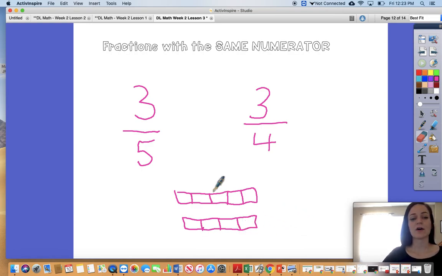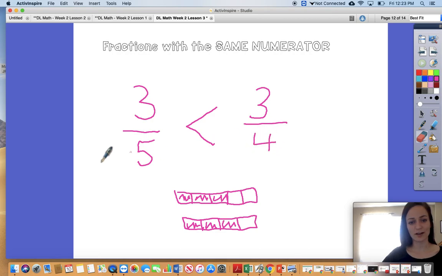Okay, now Tay-Tay's getting 3 pieces. Landon's getting 3 pieces. So let's just shade them in. There's Tay-Tay's 3 pieces. Here's Landon's 3 pieces. 1, 2, 3. Who gets more? Landon, right? This piece is bigger.